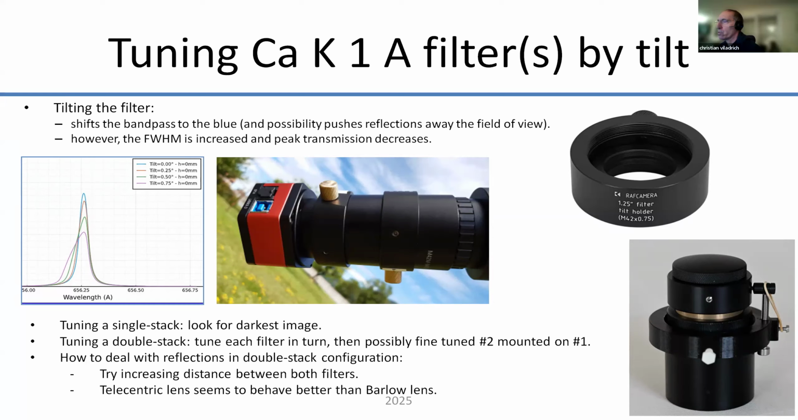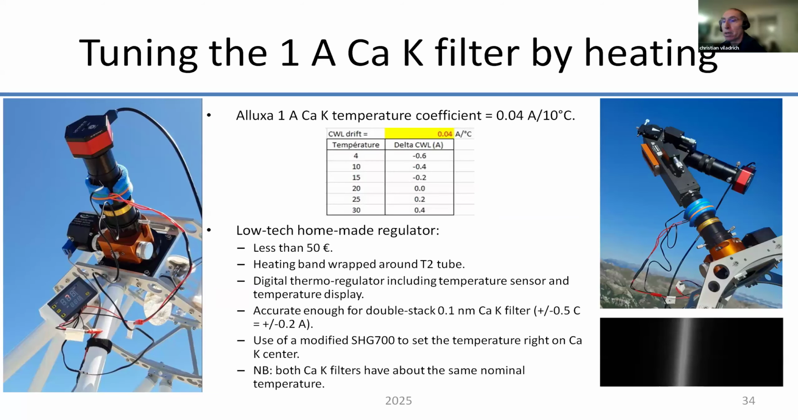The other way to tune the filter. So again, this is for very narrow band filter, 1 angstrom. This is by temperature, using a temperature regulator. Basically the idea is that depending on the temperature of the filter, the bandpass shifts to the blue or to the red. When you increase temperature, the bandpass shifts to the red, and when you decrease temperature, it shifts to the blue.